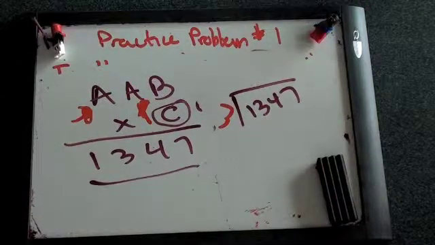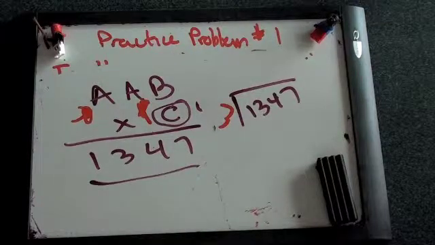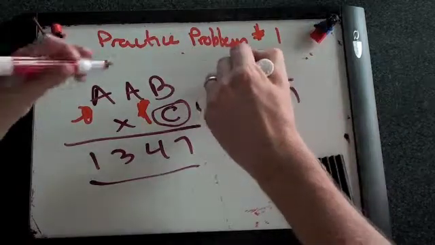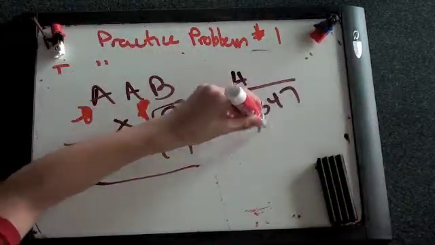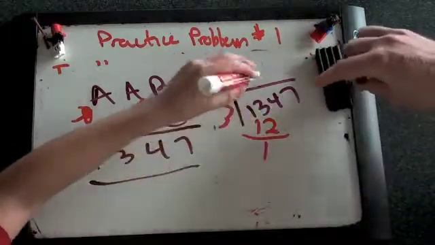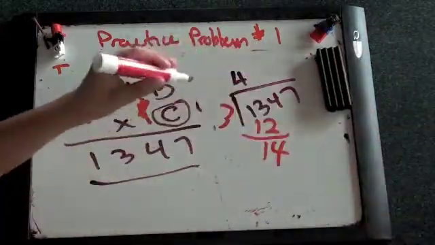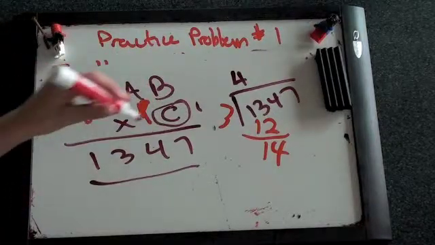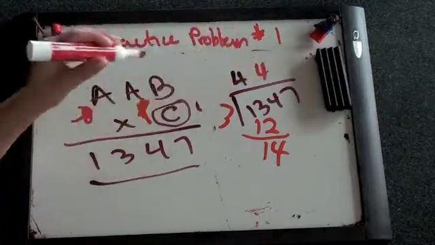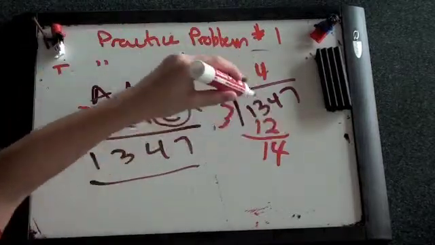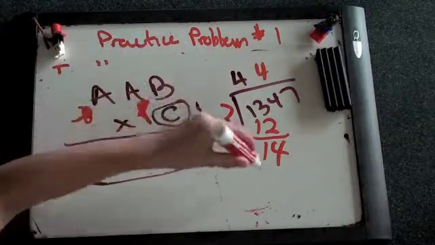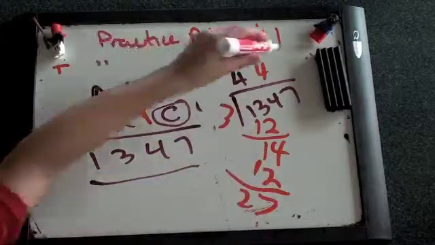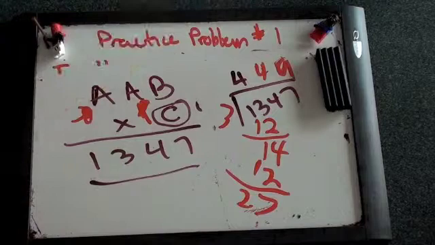3 goes into 13 how many times? 4 times. What do you do? 3 times 4 is 12. Then 1, and then another 4. 3 goes into 14 how many times? Still 4 times. 4 times 3 is 12, and you subtract, which is 2, and then 7. 3 goes into 27 9 times. The answer is 449.